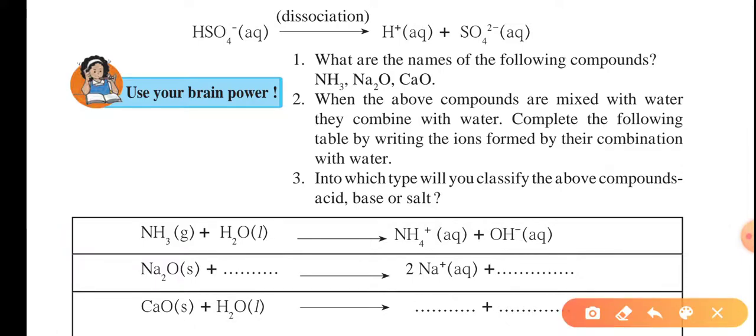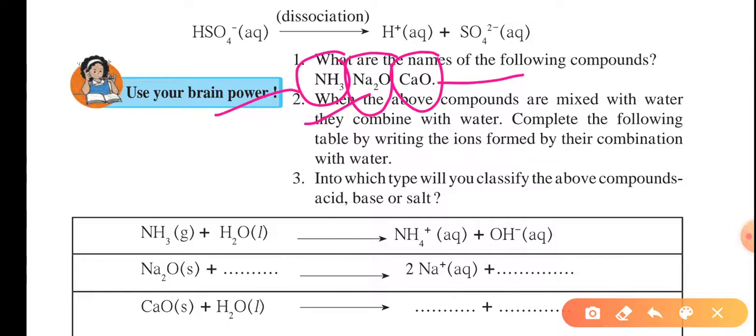Use your brain power. What are the names of the following compounds? This is ammonia, this is sodium oxide, this is calcium oxide. When these compounds are mixed in water, they combine with the water. Complete the following table by writing the ions formed by their combination with water.